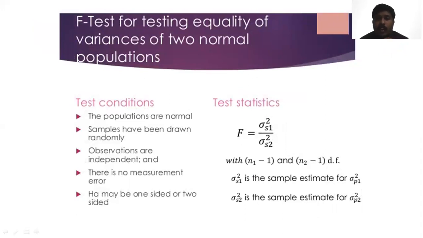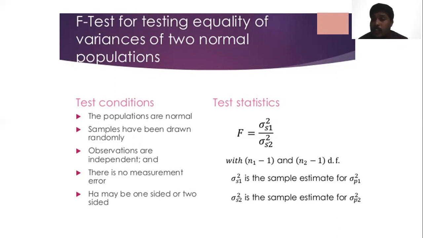Now we go through the F test, for testing the equality of variance of two normal populations. For the Z test and T test, we are considering only one population and its characteristics. But when the F test is concerned, we are taking two populations at the same time. The populations are normal, the samples have been drawn randomly, observations are independent, there is no measurement error, and H alpha may be one-sided or two-sided.